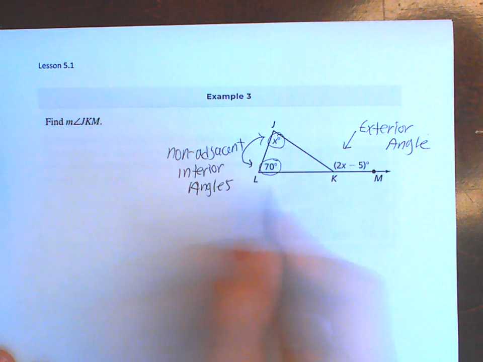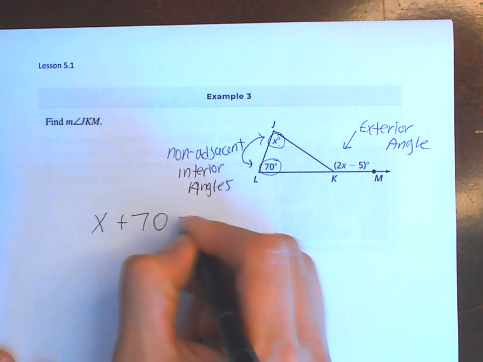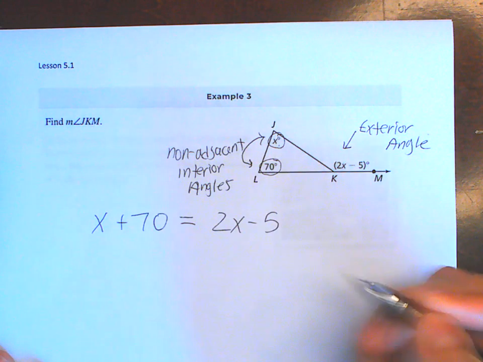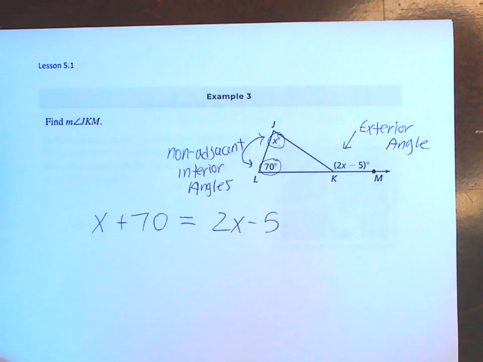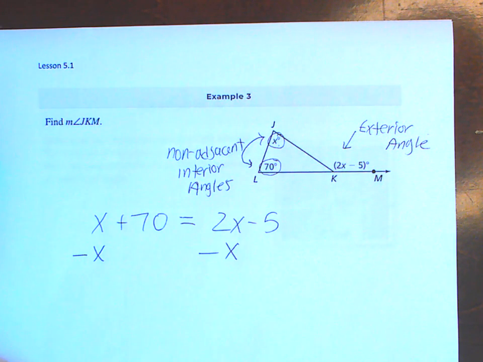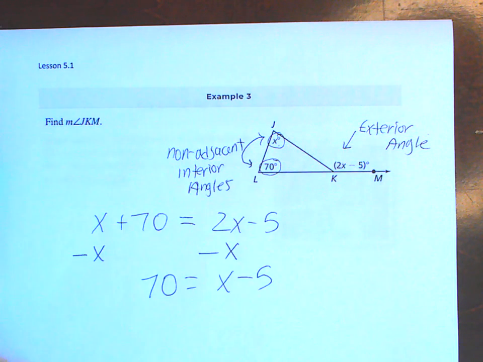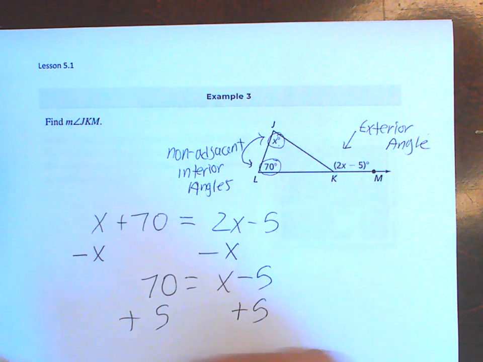So I'm going to add them. x plus 70 equals the exterior angle, which is 2x minus 5. Now your goal is to solve for x. Subtract x from both sides. You get 70 equal to x minus 5. And you add 5 to both sides. And you get 75 equal to x.